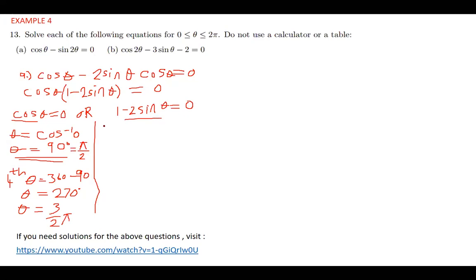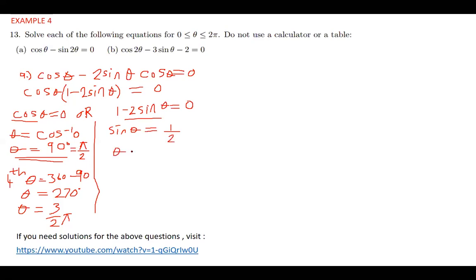So this one, you make sine theta the subject. I'm trying to be fast so that we can finish trig today. I don't want us to remain with something to do. So sine theta is equal to, you move this one to the other side of the equal sign to be a -1, and then divide by -2, you have 1 over 2.